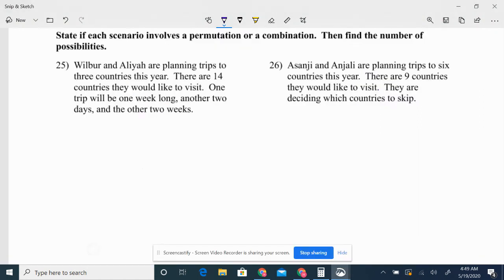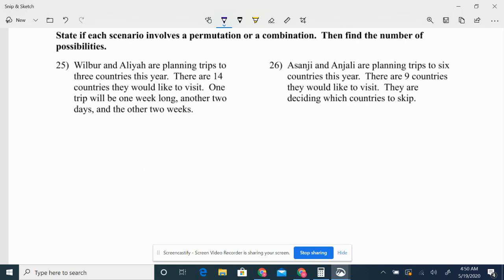Let's take a look at question number 25. For 25 and 26, state if each scenario involves a permutation or a combination. In a permutation, the order does matter. In a combination, the order does not matter. Sometimes people call combination choose. Then find the number of possibilities.